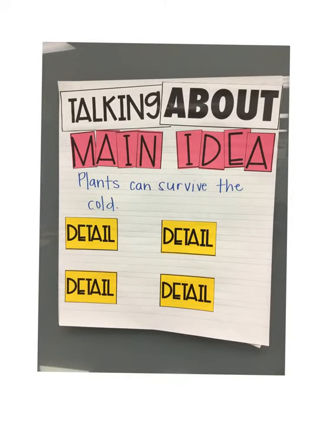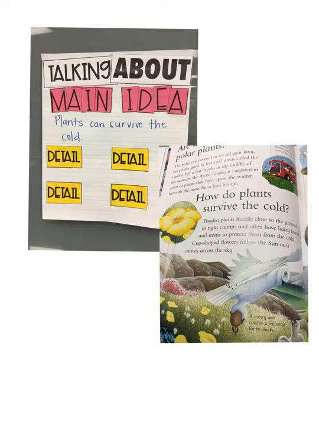So I look at my poster, and I have identified the main idea as plants can survive the cold. Notice it's just a simple, complete sentence. Now I'm going to think about what were the facts that I learned that support the main idea that plants can survive in the cold. And when I look at the paragraph, I can see that tundra plants huddle close to the ground together so that they can stay warm.